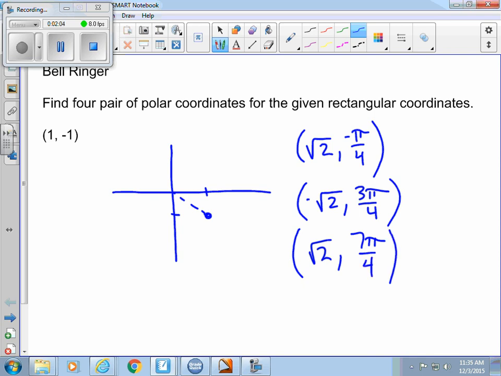What other way was important? Negative 2, 11. Where'd you get the 11? At 5. We just went all the way around the circle again. We can do this all day long.